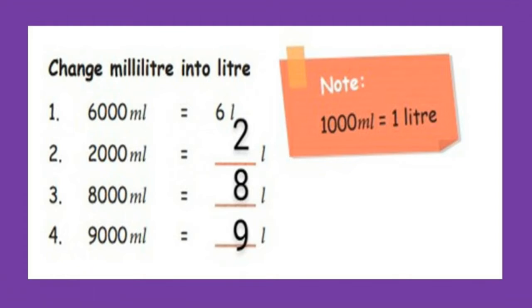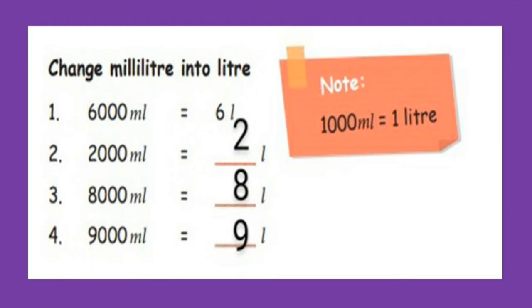Second sum, 2000 milliliter. 2000 divided by 1000, we get 2 liters. 8000 milliliter. 8000 divided by 1000, we get 8 liters. 9000 milliliter. If we divide 9000 by 1000, we get 9 liters.